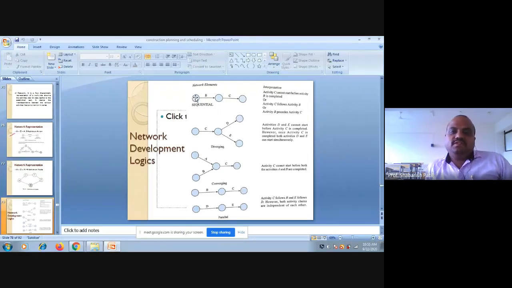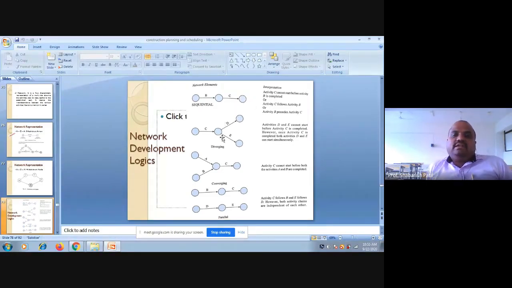Now, what is this interpretation? What could be the interpretation of this typical network? Your activity C cannot start before the activity B is completed. That is one thing. Or else we can also say activity C follows activity B, which means once activity B is complete, then my activity C has to start. Or else activity B precedes activity C. In the sense, activity B is the preceding activity for activity C. All this is an interpretation for this typical sequential arrangement.